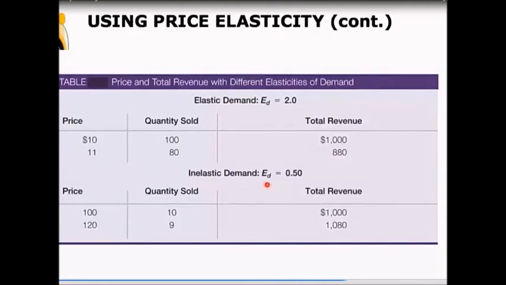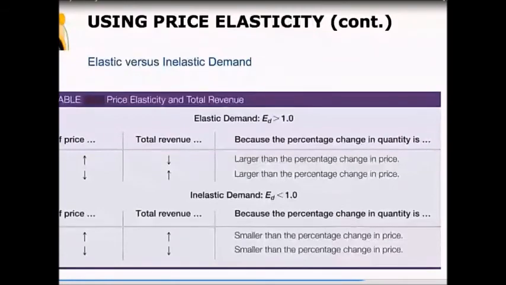What about an inelastic demand? If the price elasticity is 0.5, here we've got a 20% increase in price, but only a 10% decrease in the quantity demanded. So we can see that total revenue is going to rise. So when we look at the effect of a change in the price on total revenue, we need to know what the elasticity of demand is. For an elastic demand, or one with a price elasticity greater than 1, an increase in price is going to decrease total revenue because the percentage change in quantity is larger than the percentage change in the price.